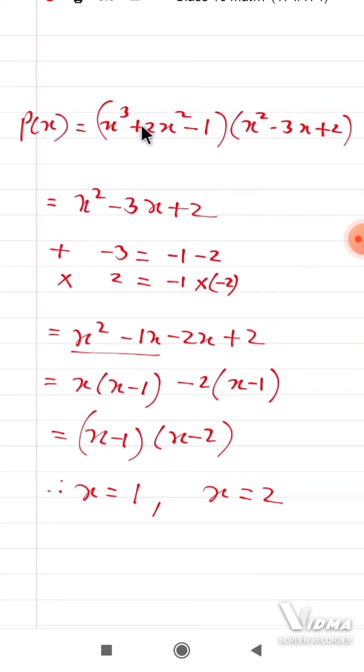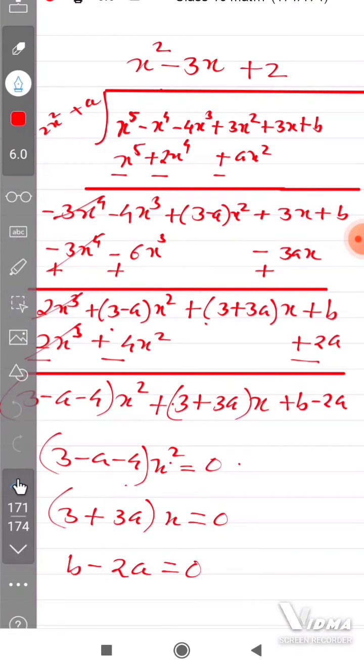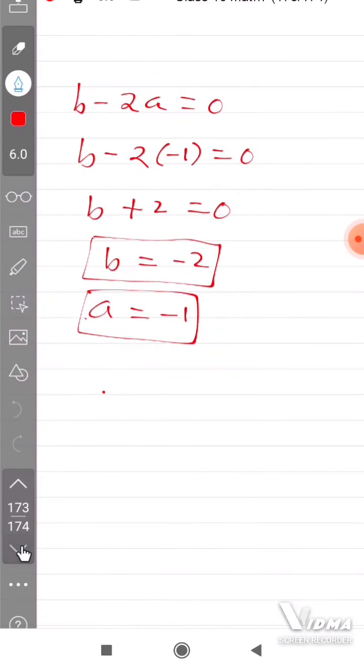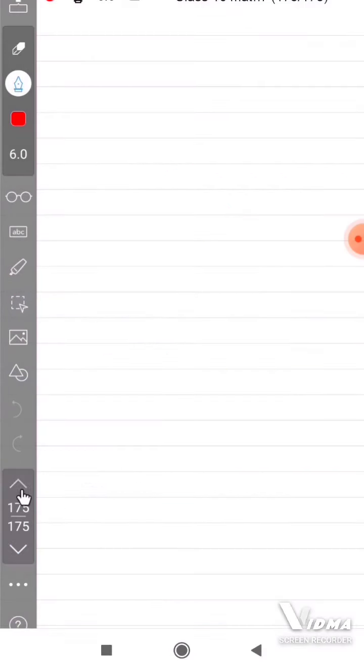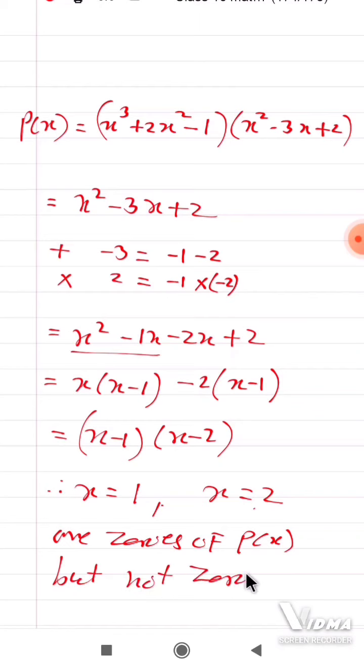And that is what is asked in the question: which zeros of p of x are not the zeros of q of x? And our answer is: x equals to 1 and x equals to 2 are zeros of p of x, but not zeros of q of x.